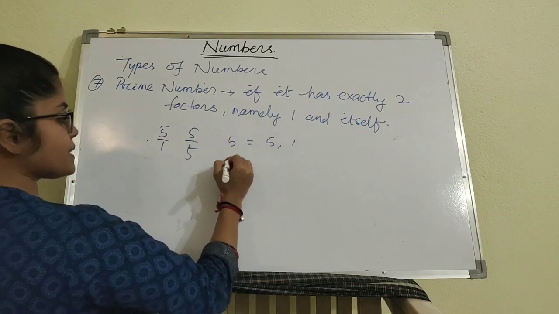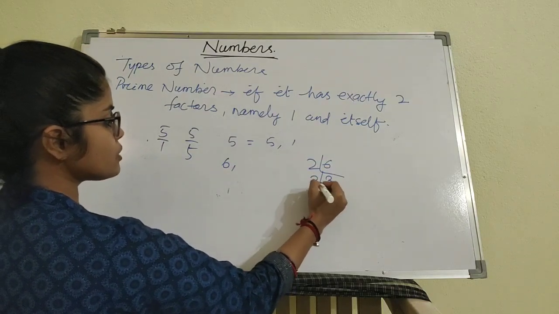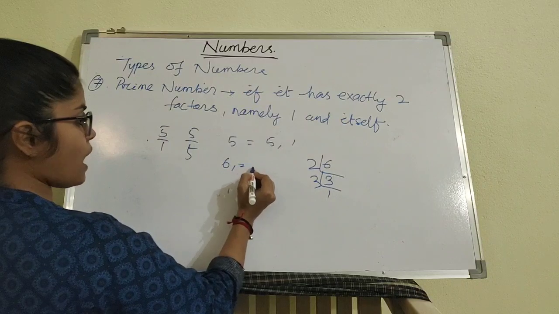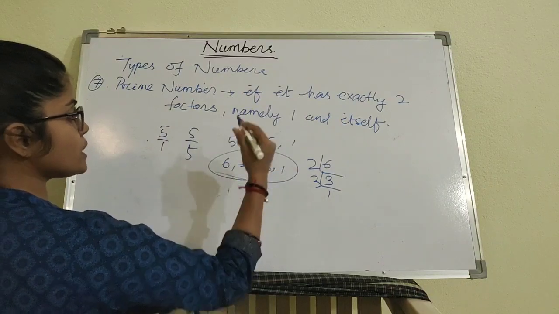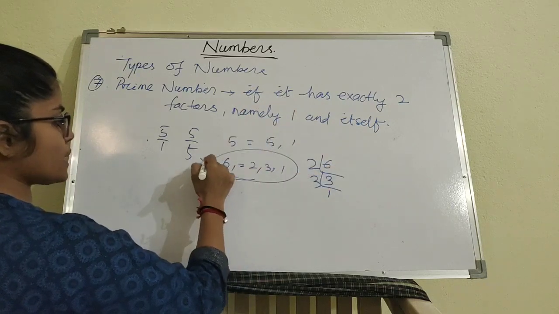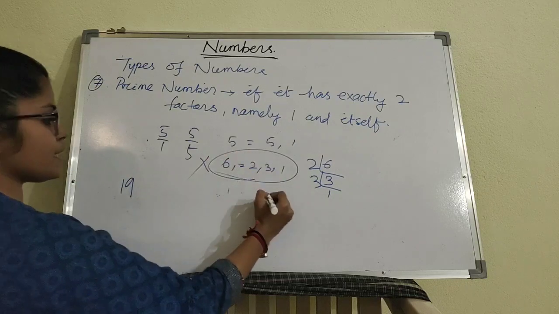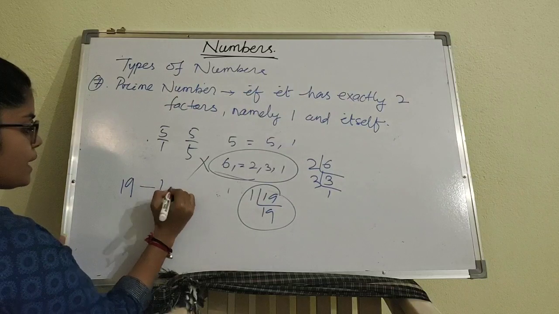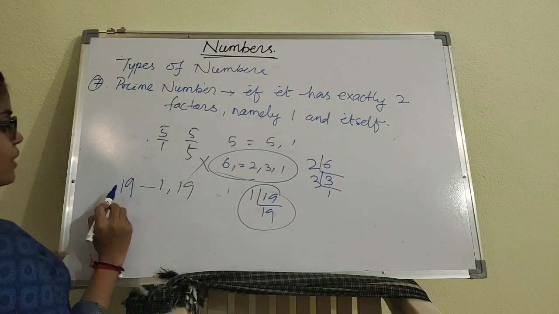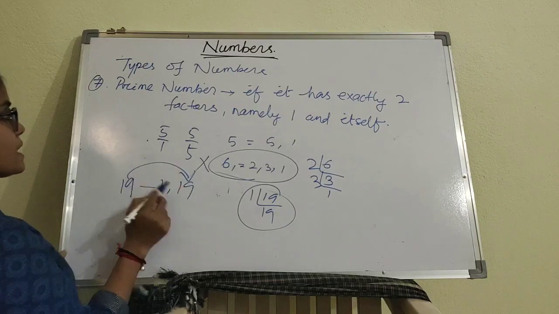The factors of 6 are 2, 3, 6 and 1. So 6 is having more than 2 factors. So this is not a prime number. Another example, 19. 19 is divisible by 1 and 19. So the factors of 19 are 1 and itself, 19. That is why it is a prime number.